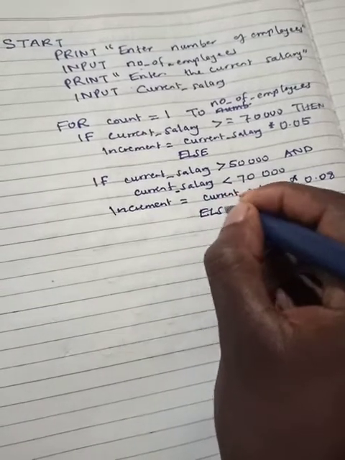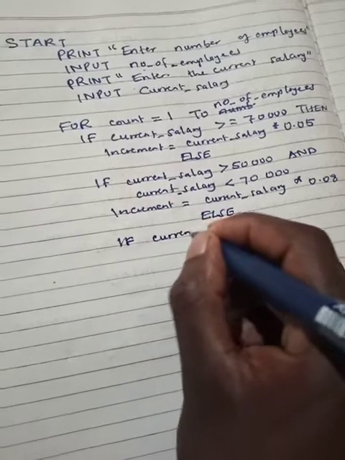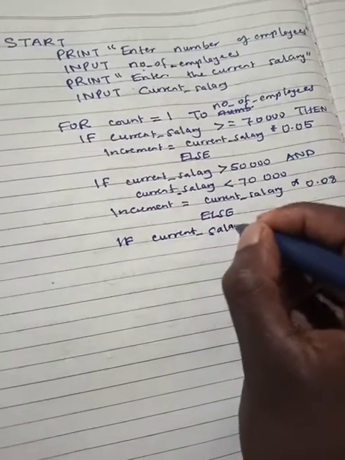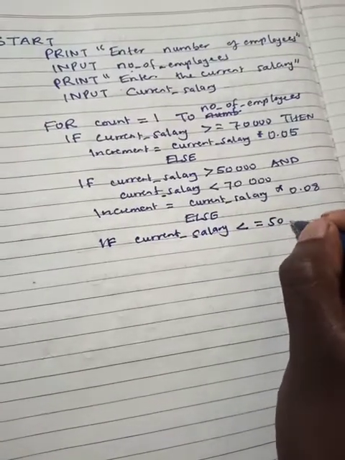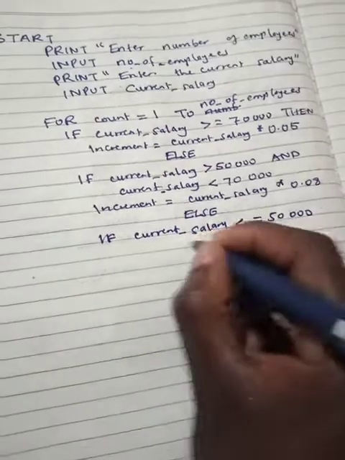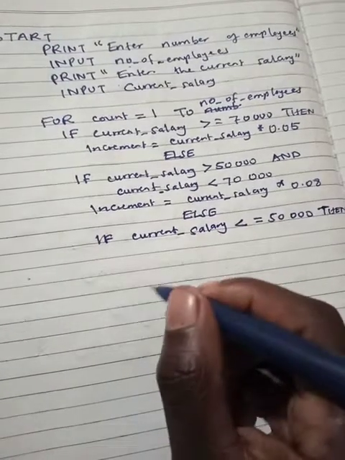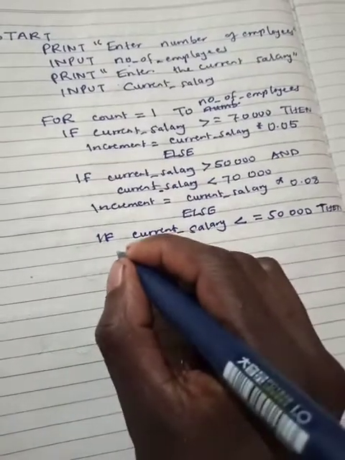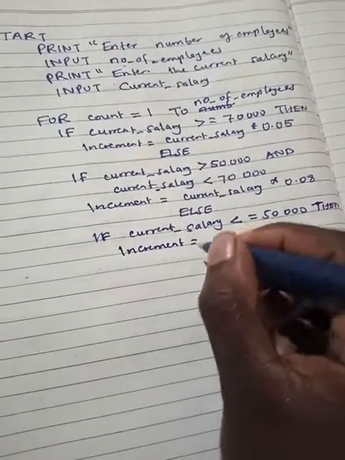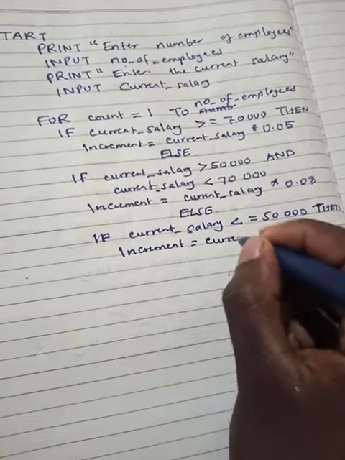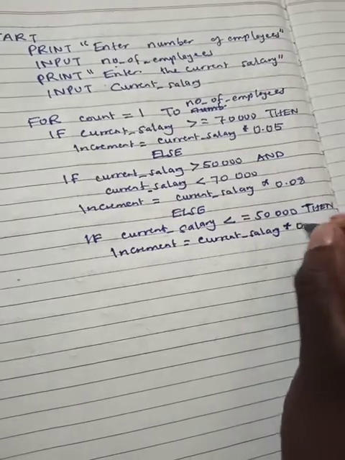Then you can have else, if we are having current salary less than or equal to 50,000, you can just say then increment equals current salary multiplied by 0.1.